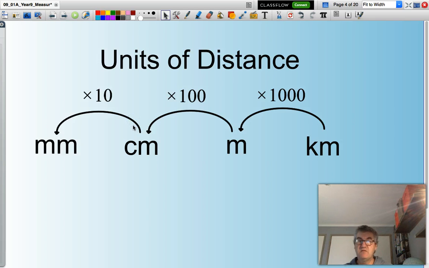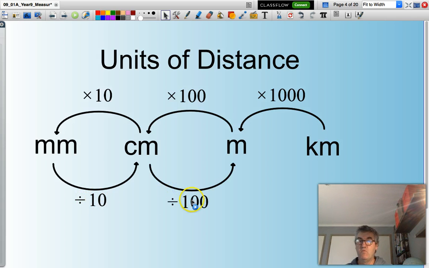A centimeter to a millimeter, I multiply by 10. And if I need to go back the other way, millimeters to centimeters, I will divide by 10, 100, or 1,000. If, for instance, I wanted to convert a kilometer to a millimeter, I would multiply by 1,000, and then multiply by another 100, and then multiply by another 10.